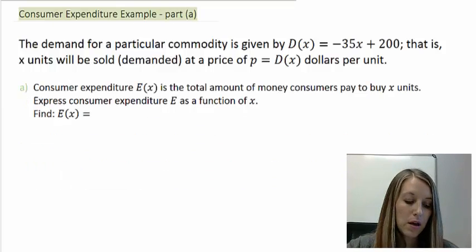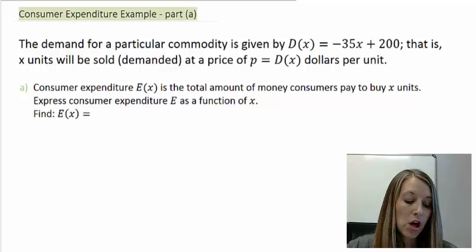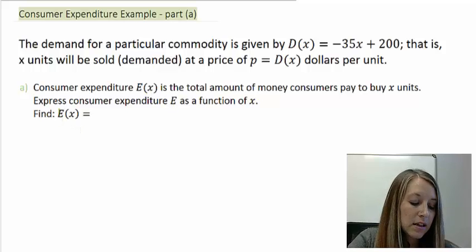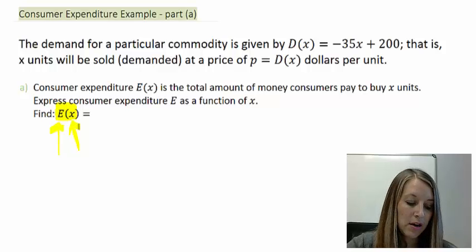So let's start with part A. Find the consumer expenditure as the total amount of money consumers want to pay to buy x units. Basically the second part here, express the consumer expenditure E as a function of x, is asking you to find this equation here, the expenditure as a function of x. That's what it's trying to say there.